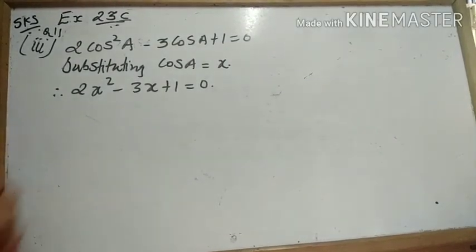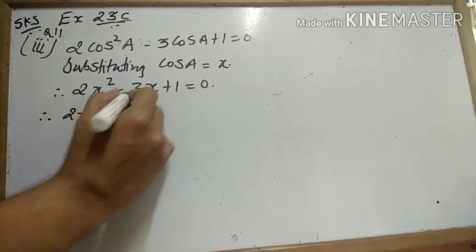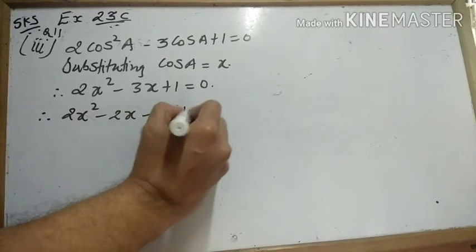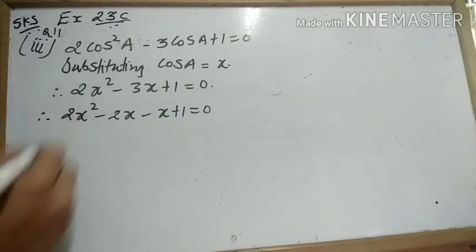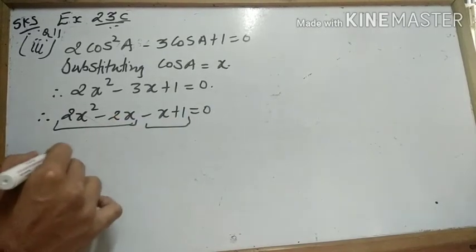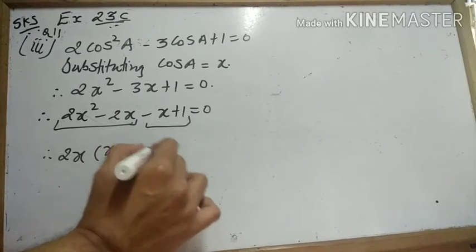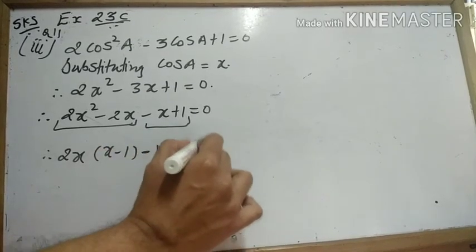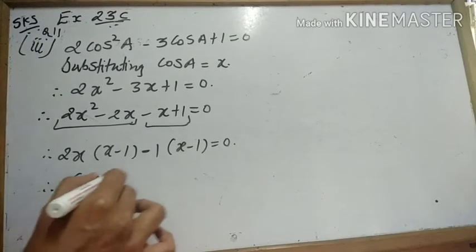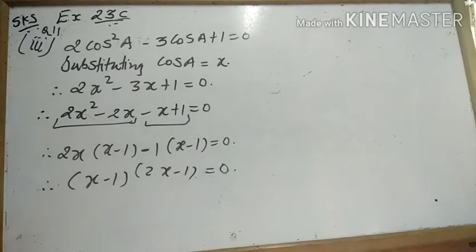You have to recall that particular concept, and what will happen over here, we can split up the middle term. This middle term will be split up as 2x square minus 2x minus x plus 1 is equal to 0. The 4 terms will be grouped into two. I can take out 2x common, so 2x into x minus 1, negative 1 common, so x minus 1. So I will be able to say that x minus 1 into 2x minus 1 is equal to 0.